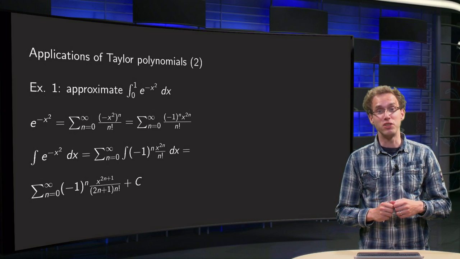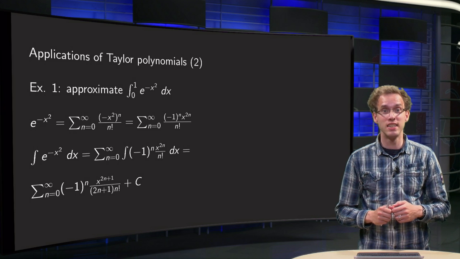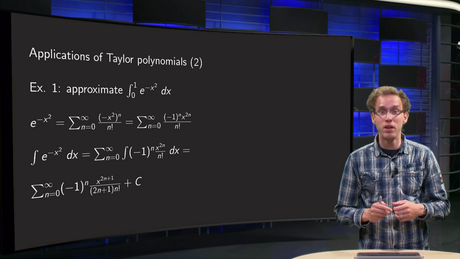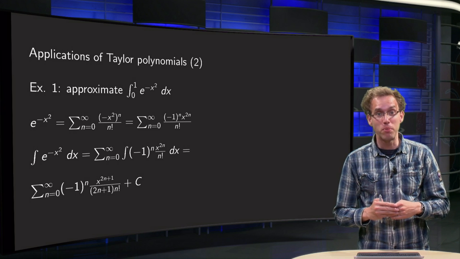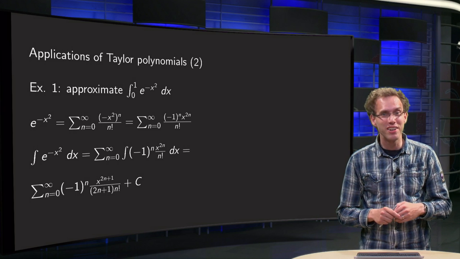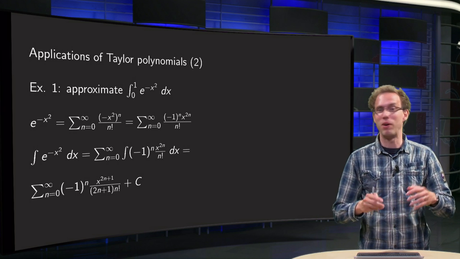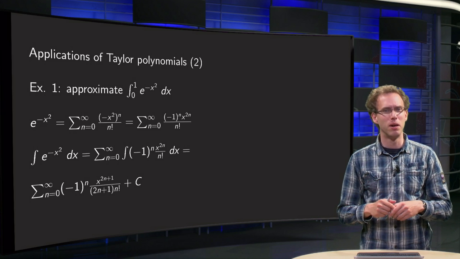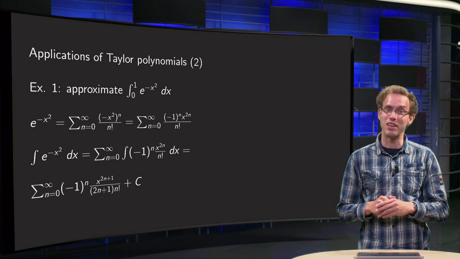For many functions, the antiderivative does not exist. Using Taylor polynomials, we can approximate a lot of them. You will encounter an important example from statistics in this video. We will also look at some special relativity, the famous formula that everyone knows, E equals mc squared. But what does it mean? Well, let's take a look.